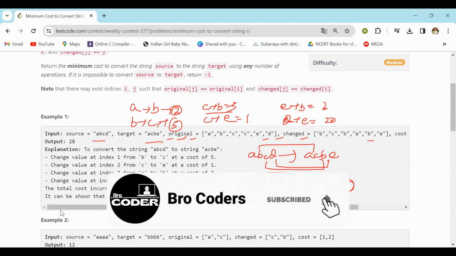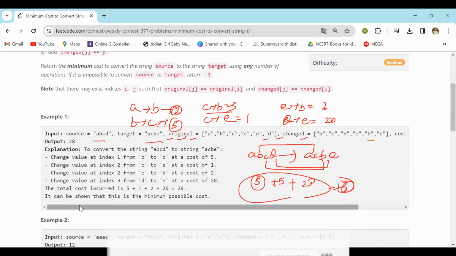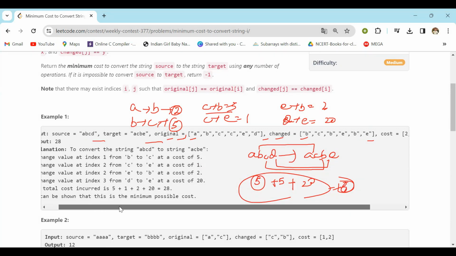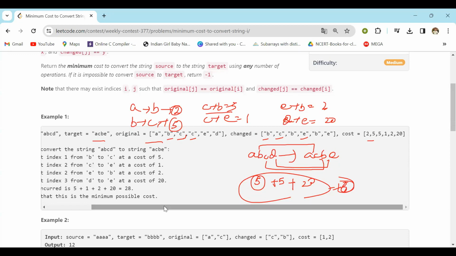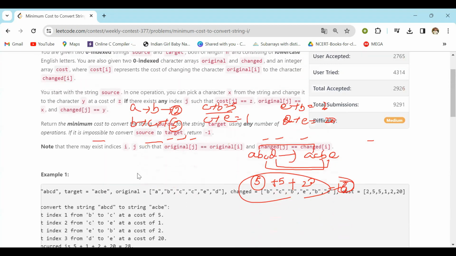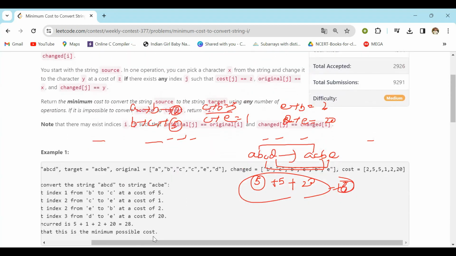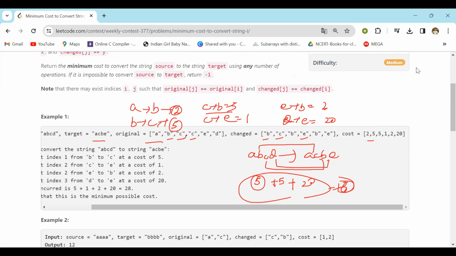28. Okay, so yeah, here comes the trick, right? How is it 28? Let's see. The conversion we did from C to B, right? How did we convert this C to B? This is the catch here.